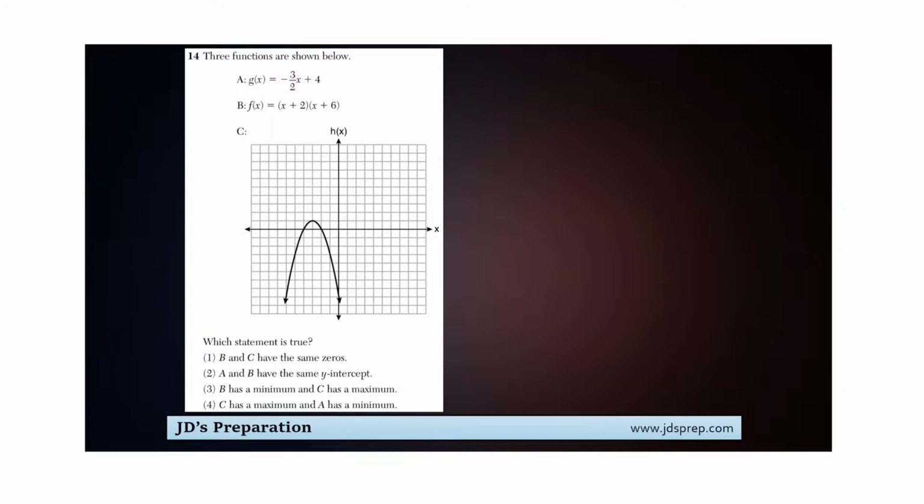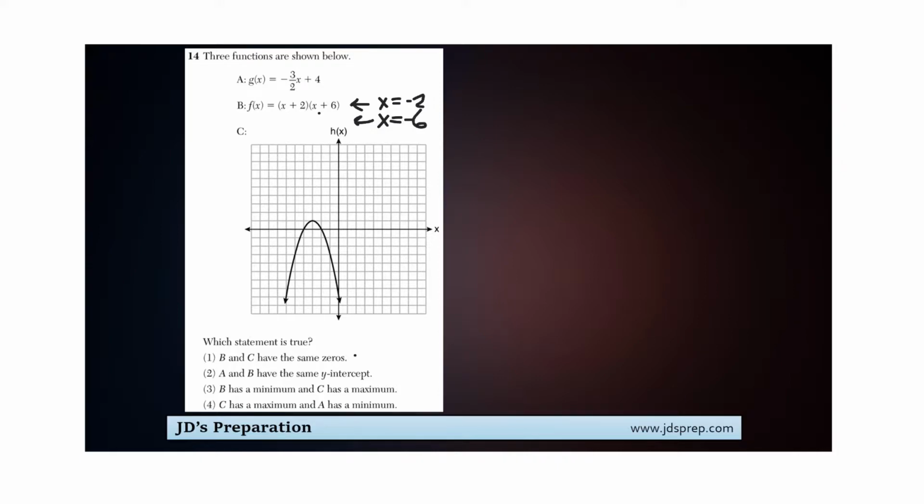So let's take a quick look at the function b. This one's quite easy to find the zeros. You would just set x plus 2 equal to 0, which would mean that we'd have an x-intercept, or a zero, of -2. And then the other, x plus 6, if we set that equal to 0, then x would be -6. So those are our two zeros, or x-intercepts, for b.